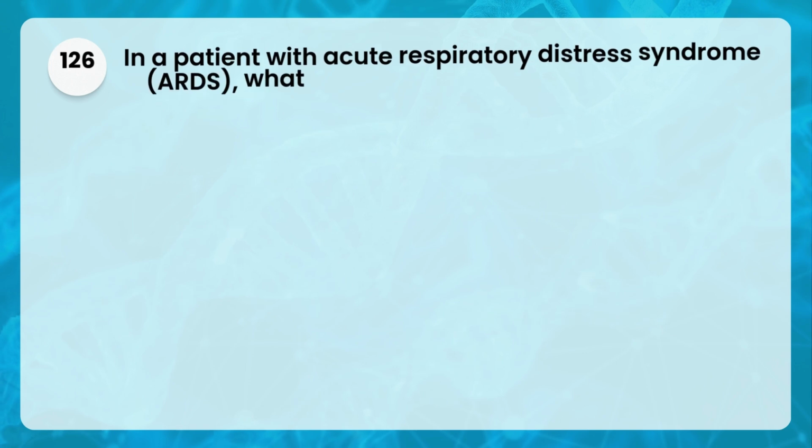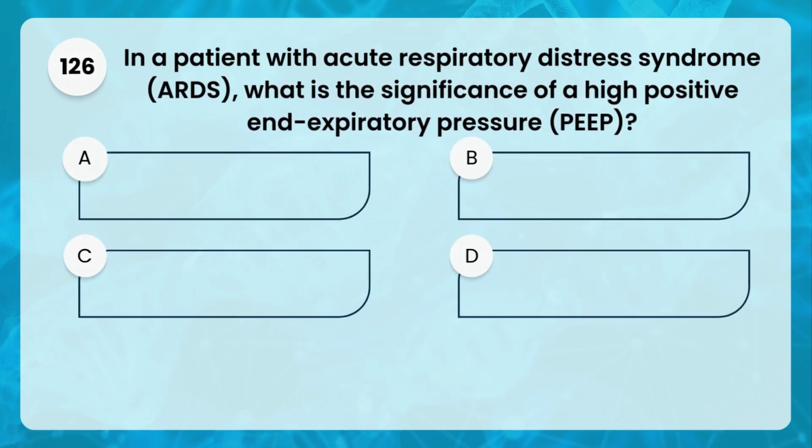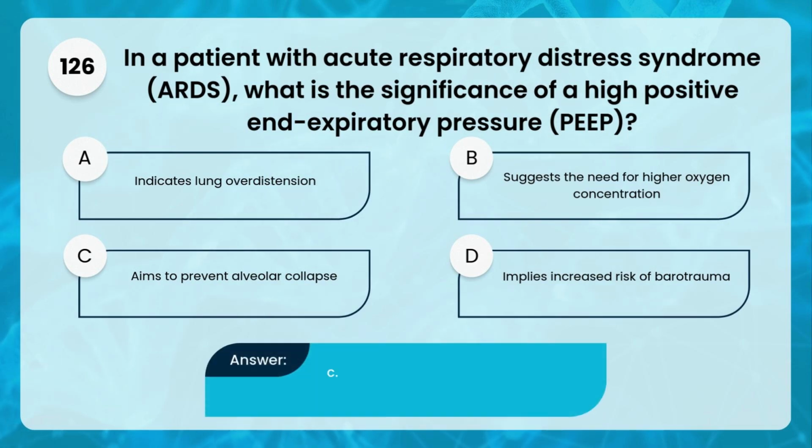126. In a patient with acute respiratory distress syndrome, ARDS, what is the significance of a high positive end expiratory pressure, PEEP? A. Indicates lung overdistension. B. Suggests the need for a higher oxygen concentration. C. Aims to prevent alveolar collapse. Or D. Implies increased risk of barotrauma. The answer is C. Aims to prevent alveolar collapse.